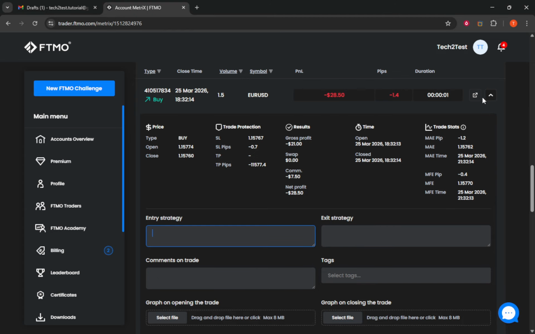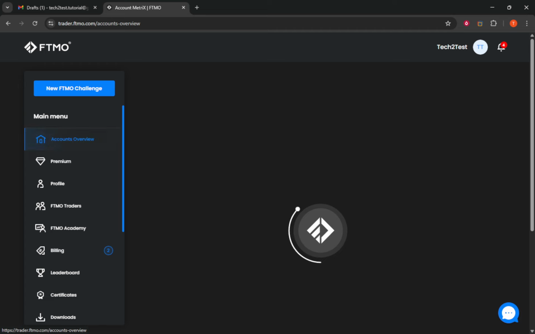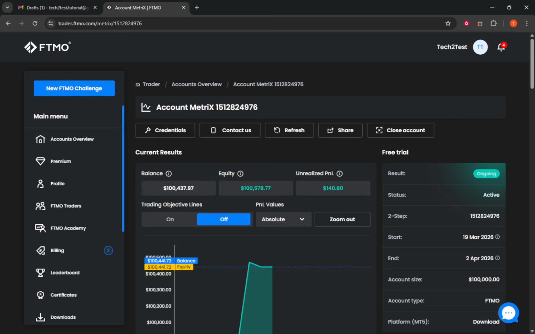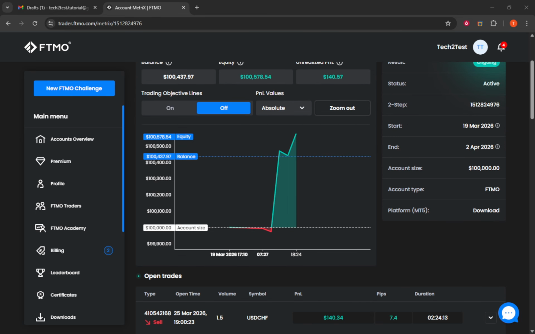Getting started is simple. Log into your FTMO client area and open the trading journal under Account Metrics. You'll see an organized list of your executed trades ready for review. This central hub makes it easy to scan activity without exporting or juggling spreadsheets.